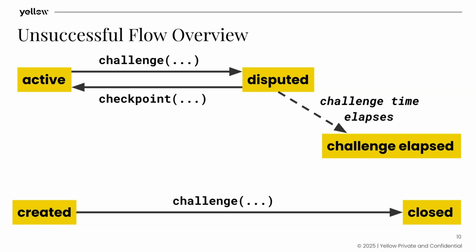If a dispute was not resolved happily, then after the challenge duration elapses, a channel automatically transitions to the challenge elapsed state. And finally, a channel can transition from challenge elapsed to closed when any of the participants calls close, releasing all channel allocations to respective destinations. And now let's see what features and security properties custody provides.